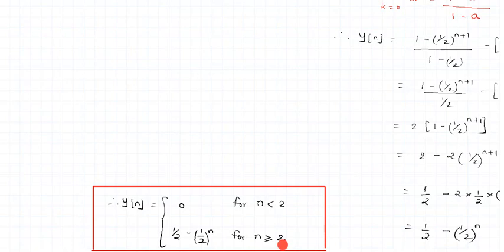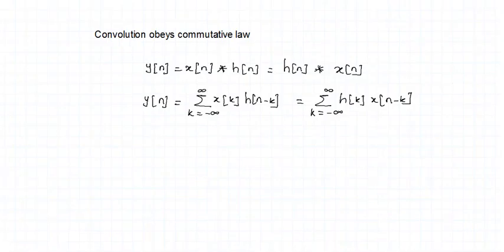This is how we do convolution of infinite duration signals. Let us understand one more problem. Now before we go to the next problem, we'll understand that convolution obeys the commutative law. What is the commutative law? We know convolution is given by the equation xn convolved with hn. We have always taken it as xn convolved with hn. So with this representation, the equation of convolution is the sum over k from minus infinity to plus infinity of x of k into h of n minus k.